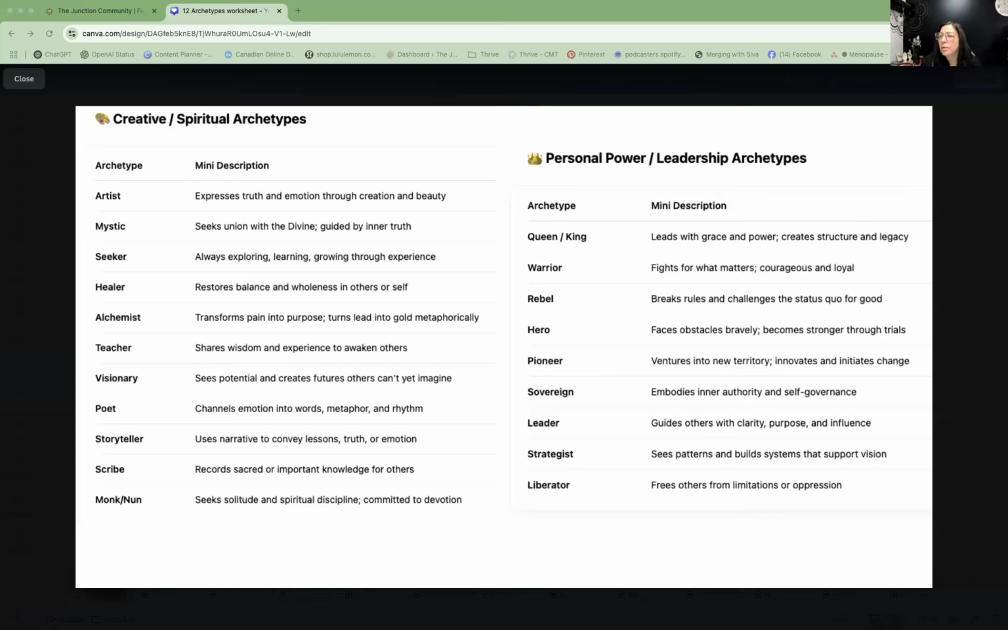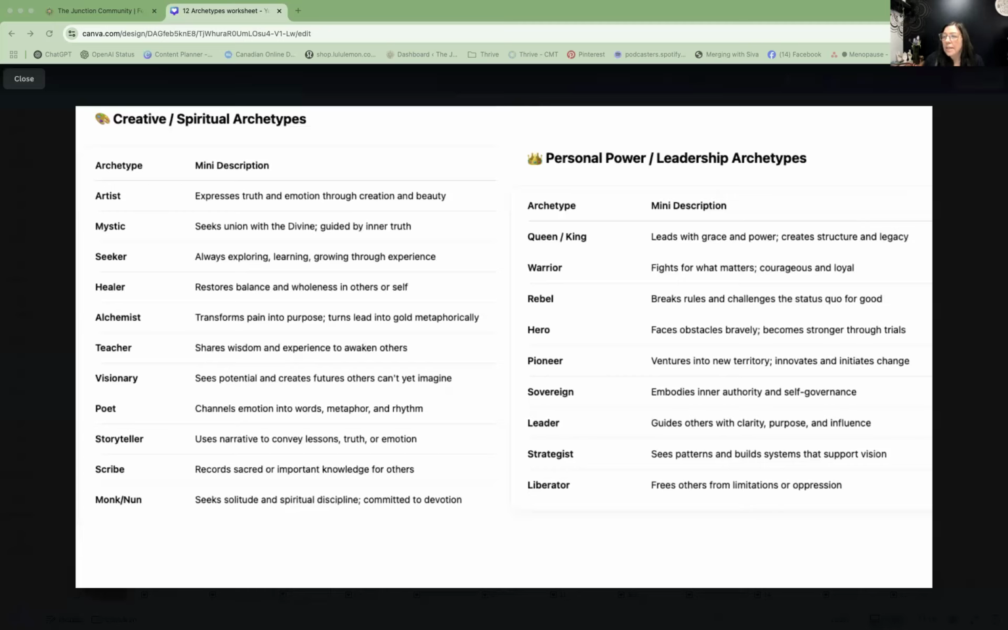All right, let's move on to personal power, leadership archetypes. So Queen King leads with grace and power, creates structure and legacy. Warrior fights for what matters, courageous and loyal. Rebel breaks rules and challenges the status quo for good. Hero faces obstacles bravely, becomes stronger through trials. Pioneer ventures into new territory, innovates and initiates change.